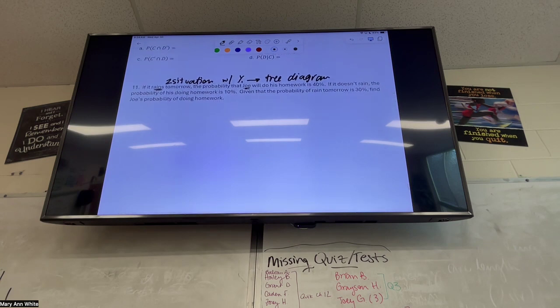Let's read the problem. It says, if it rains tomorrow, the probability that Joe will do his homework is 40%. If it doesn't rain, then the probability of him doing his homework is 10%. Given that the probability of rain tomorrow is 30%, find the probability of Joe doing his homework, okay? The problem starts by talking about given the probability of rain. So that's going to be the first thing in my tree diagram, okay?